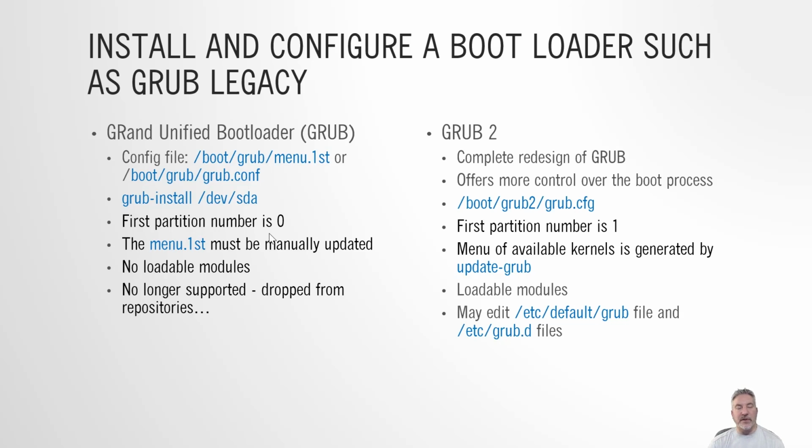Because this is no longer supported, there's probably not much need for using GRUB any longer, since GRUB 2 is the better replacement. It's been redesigned, and the install and update process is very similar. In this case, the configuration file is /boot/grub2/grub.cfg, and the first partition number changes from 0 to 1. Minor differences, really. You can also select from multiple kernels using GRUB 2, just like you can with regular GRUB.